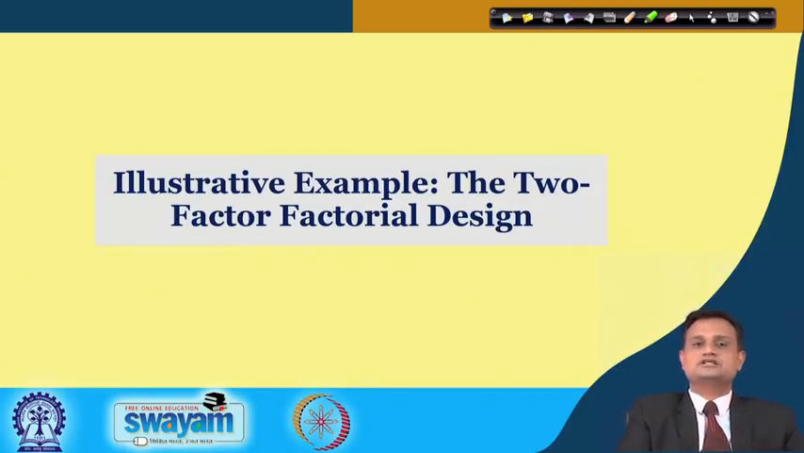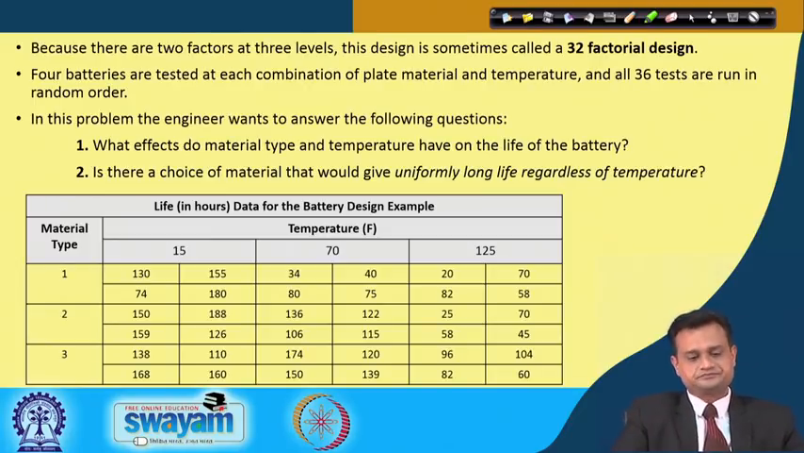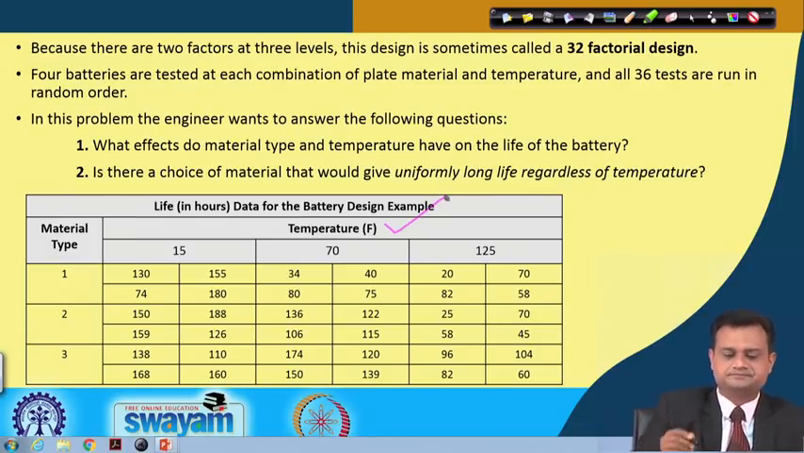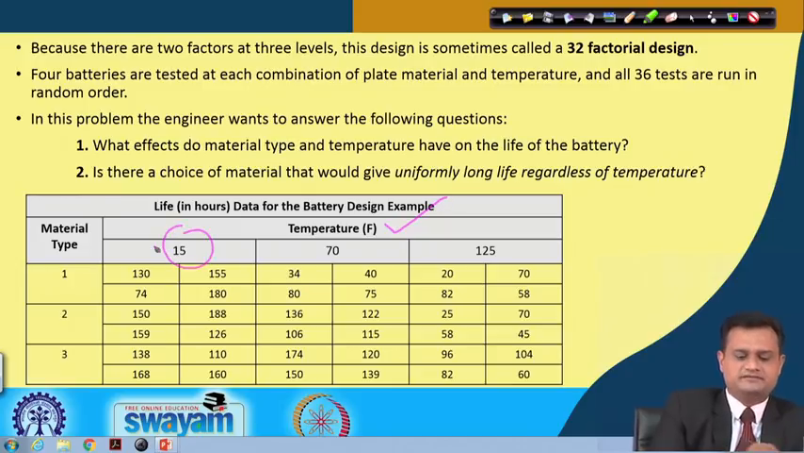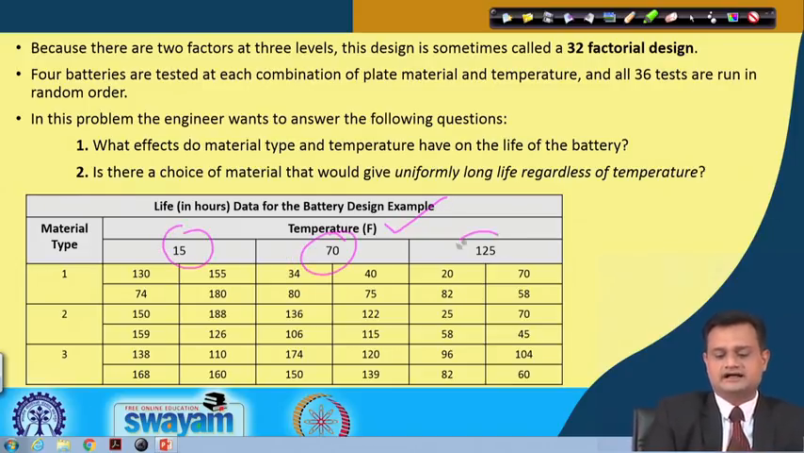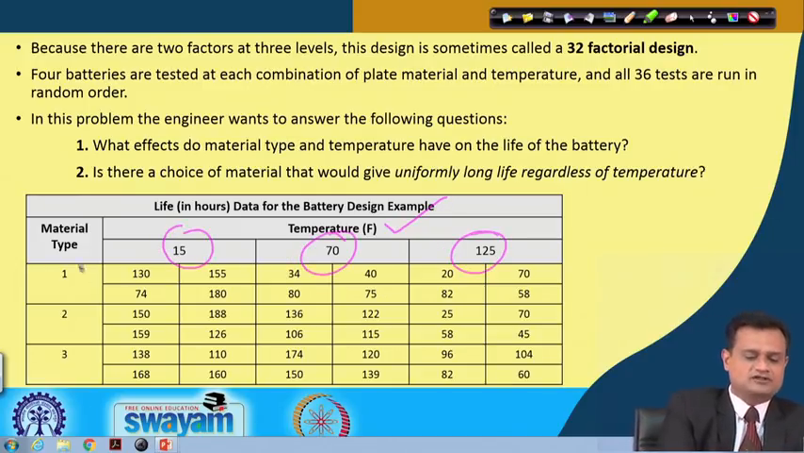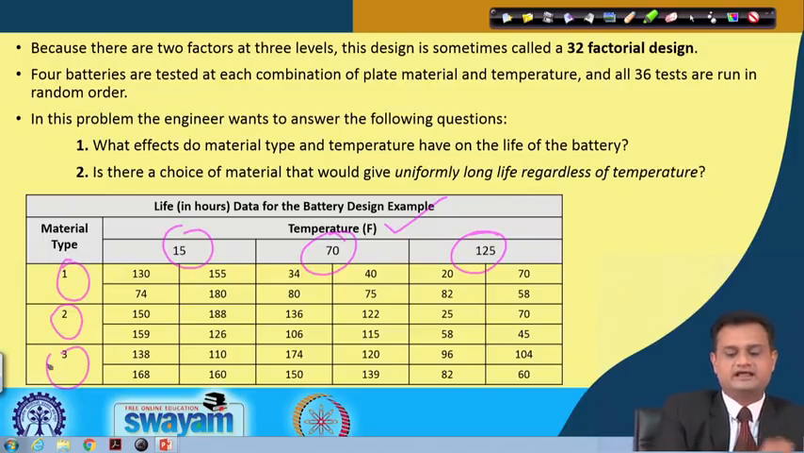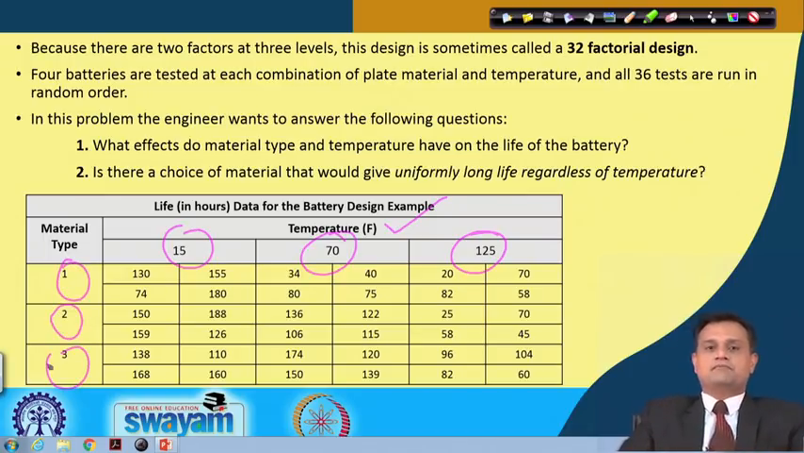Now let us try to see some illustrative example of a two factor factorial design. So my design is like this. I have the temperature setting, let us say 15, 70, 125. I have the material type 1, 2 and 3, and this is typically the problem referred from Douglas Montgomery's Design of Experiments, the life data of the battery design example.